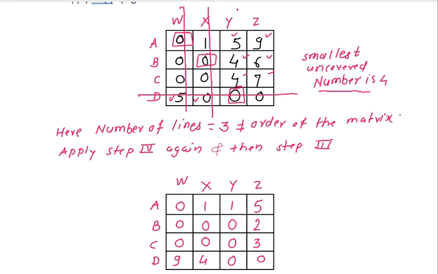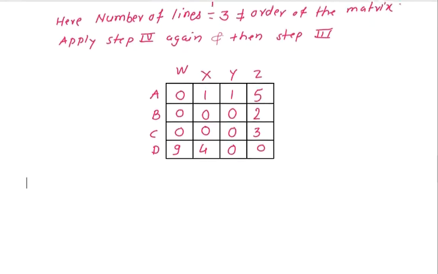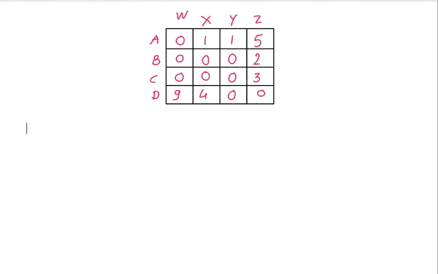Now apply step number 3. Cover all zeros with minimum number of horizontal and vertical lines starting from the first row. Look at the rows containing single zero. So first row contains single zero. Make an assignment in the first row. So we have to draw a vertical line.